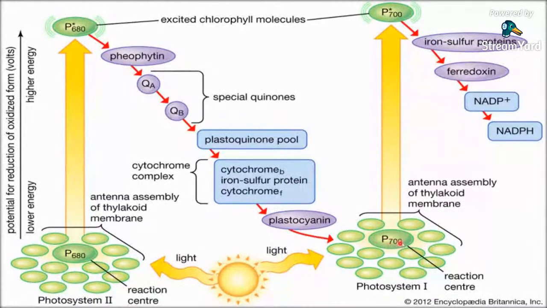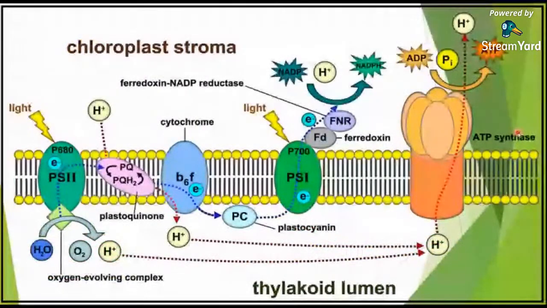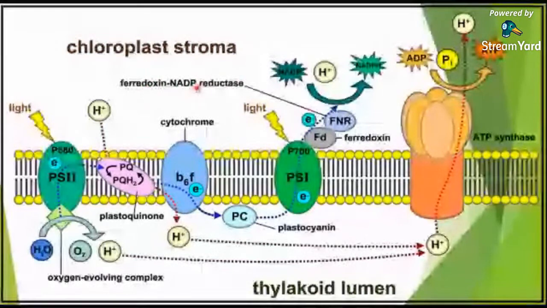Then from P700, it will absorb energy and get excited again, and the electrons will be transferred, as shown by the red arrows. The electrons are transferred towards the iron sulfur proteins. From iron sulfur, they are transferred towards the ferredoxin. Then from ferredoxin, NADP is converted into NADPH, and the enzyme for that is ferredoxin NADP reductase.